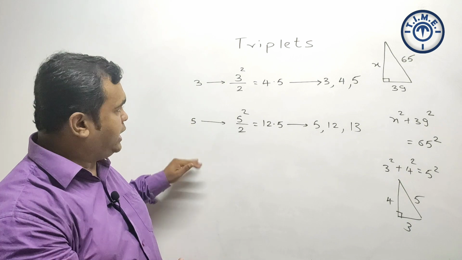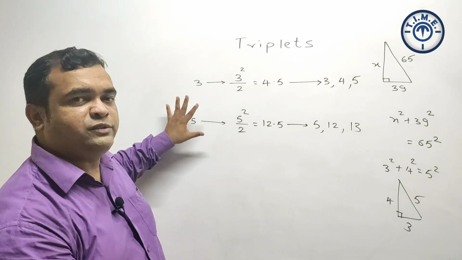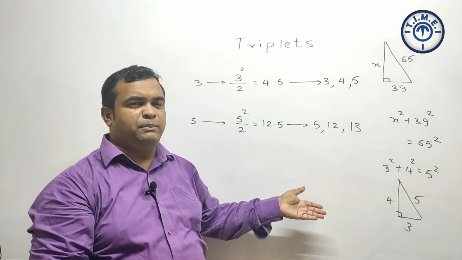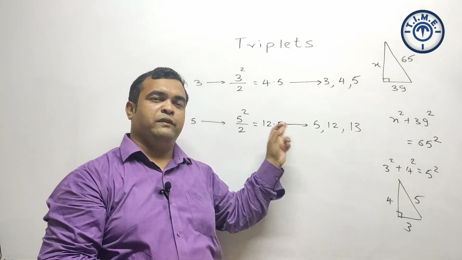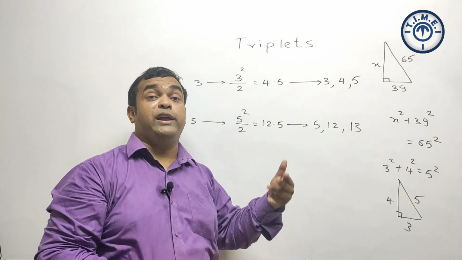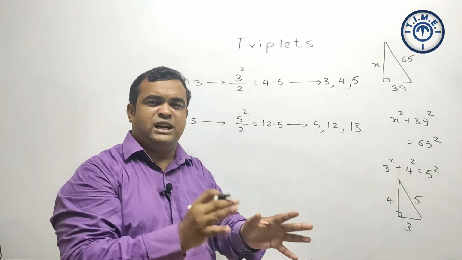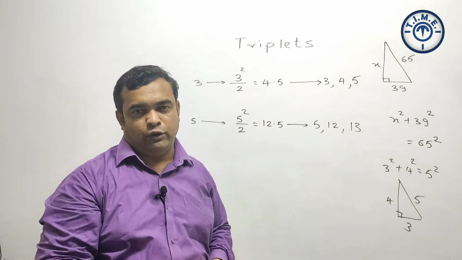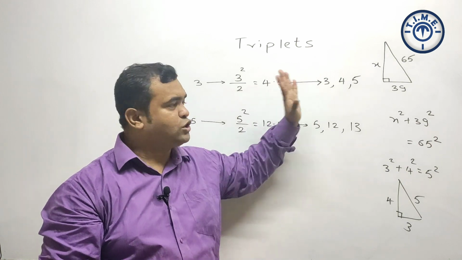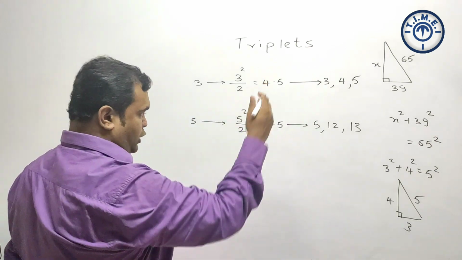I have shown you a technique to generate triplets from odd numbers. Many standard triplets are there, like 3, 4, 5; 5, 12, 13; 7, 24, 25; 8, 15, 17. These standard triplets I should know so that I can do the calculation faster. 3, 4, 5 is the most common triplet. Let's come back to our question.